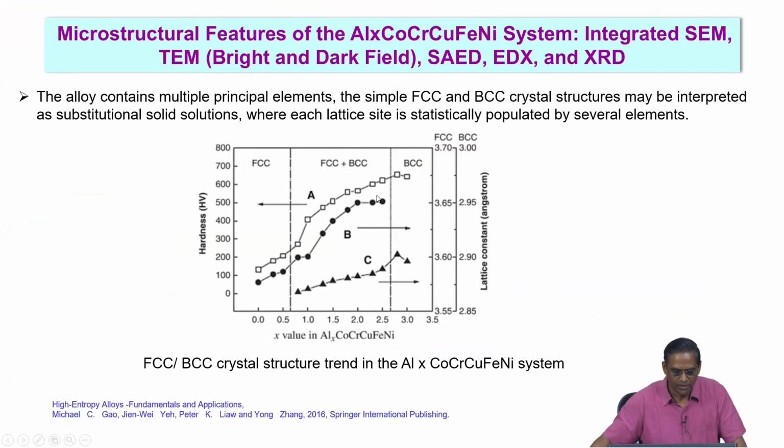Okay, so let us start with the microstructural features of the aluminum, cobalt, chromium, copper, iron, nickel system. It is a quite popular high entropy alloy system, and when you vary the aluminum content, it evolves from FCC to an FCC plus BCC mixture, and then at higher aluminum content it exhibits a BCC structure. I think we have seen this in the previous lecture also.